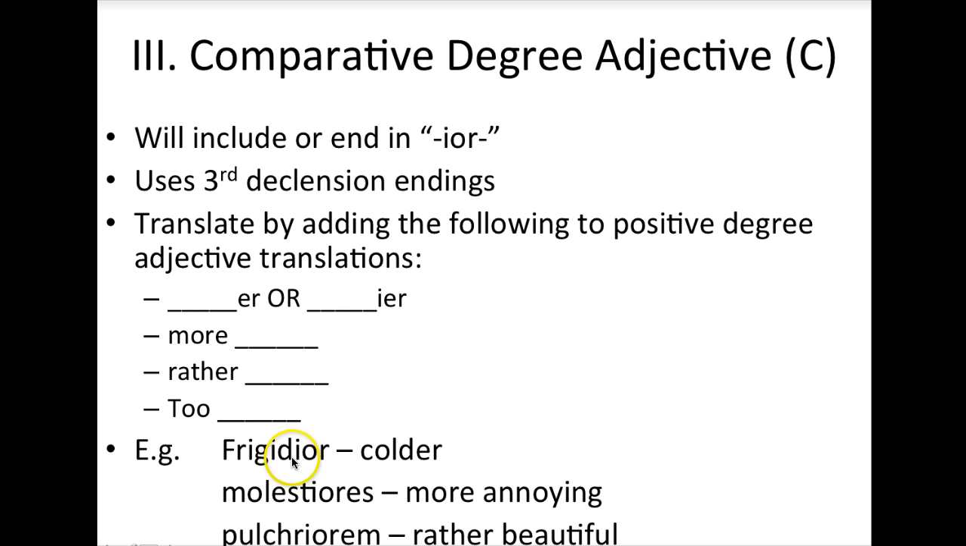We have the ior there at the end, and that means we add the er in the English. So frigidus becomes frigidior in the Latin. So in English, cold to colder. So it's fairly similar. Molestiores is more annoying. This ior in the middle on this one tells me to put more there. So ior, more, if that helps.